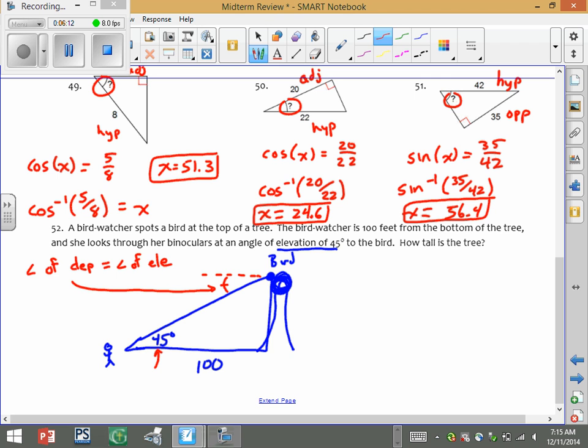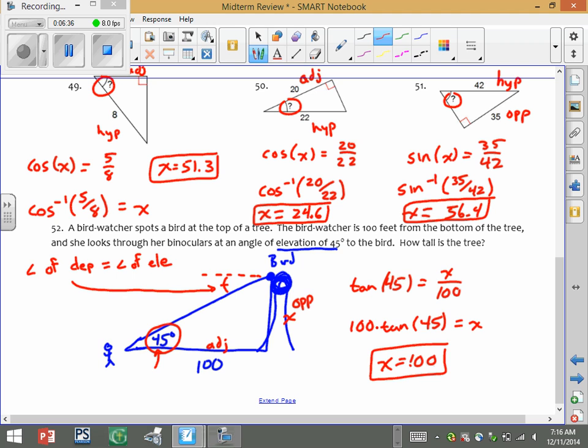So we're looking for how tall is the tree. So there's where x is. So let's circle. X is opposite. 100 is adjacent. So we have tangent of 45 equals x over 100. So we multiply both sides. X is in the numerator, so we multiply. And here, x will end up being 100. So it's a 100-foot tree.